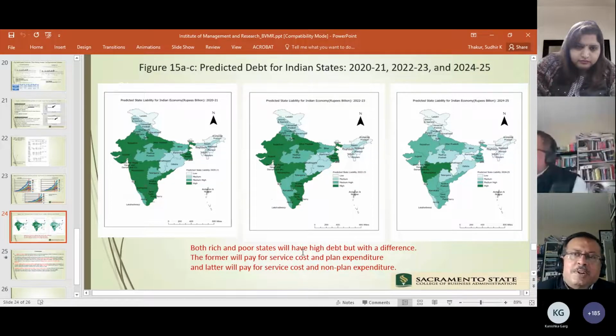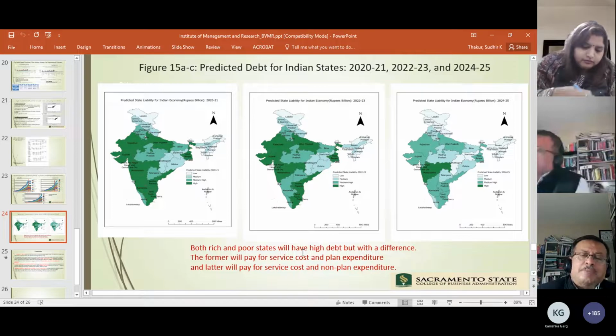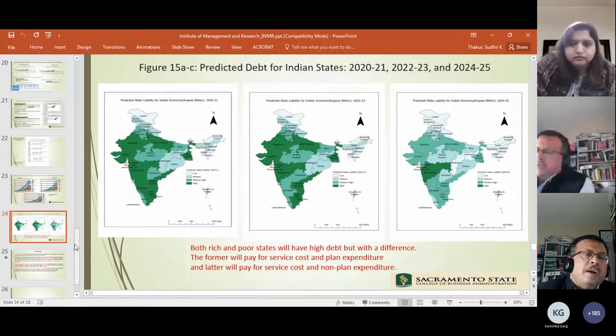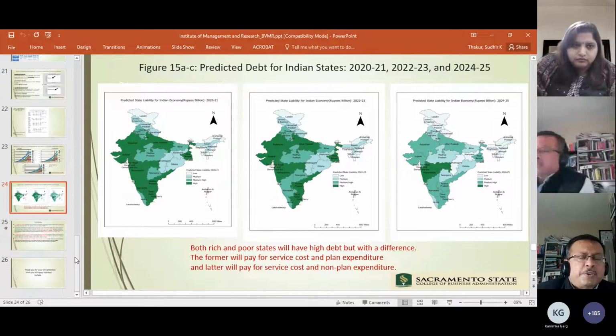Okay, putting the money towards bridges and roads and schools and hospitals, broadband, taking the internet to the rural areas, and so on and so forth. But the less developed states are going to be using that debt to pay the service costs and perhaps unplanned or non-planned expenditure. And so that is what I infer from what is going to happen in the near future.